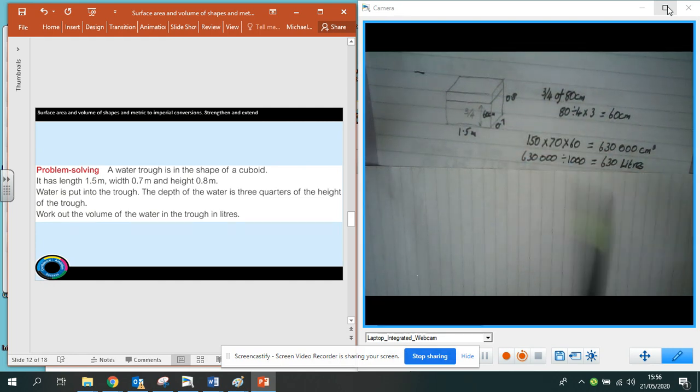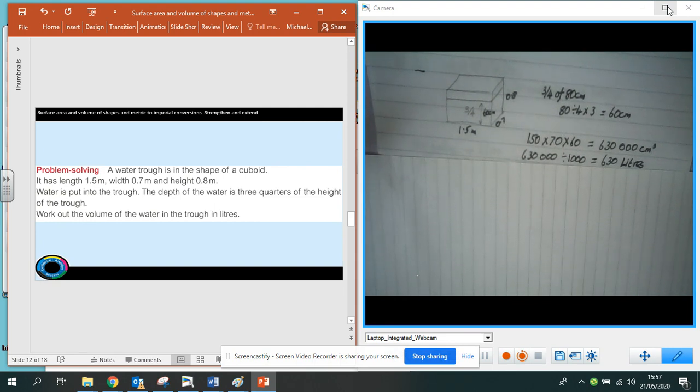Now I've got that, I can work things out. I can do 150 times 70 times 60, which gives me 630,000 cubic centimeters. The conversion factor, as we've already said, is that there are 1,000 cubic centimeters in a litre, so I divide 630,000 by 1,000. A nice easy division, and that leaves me 630 litres. So the volume of that trough, when it's 3/4 full, is 630 litres.